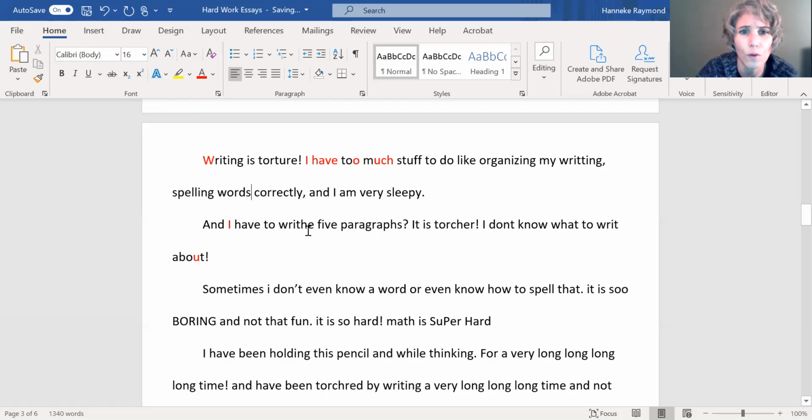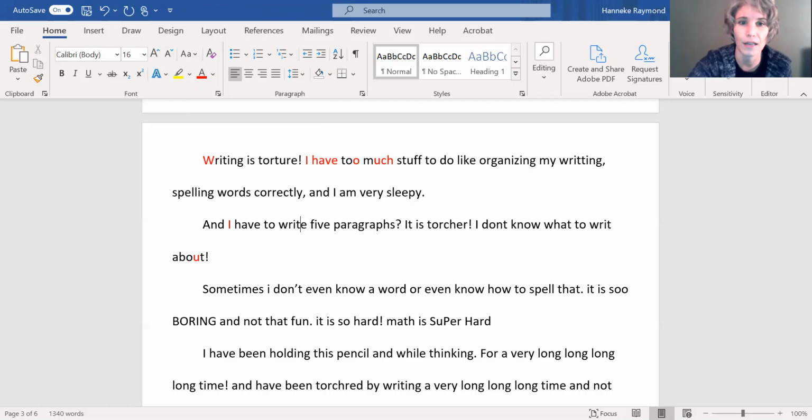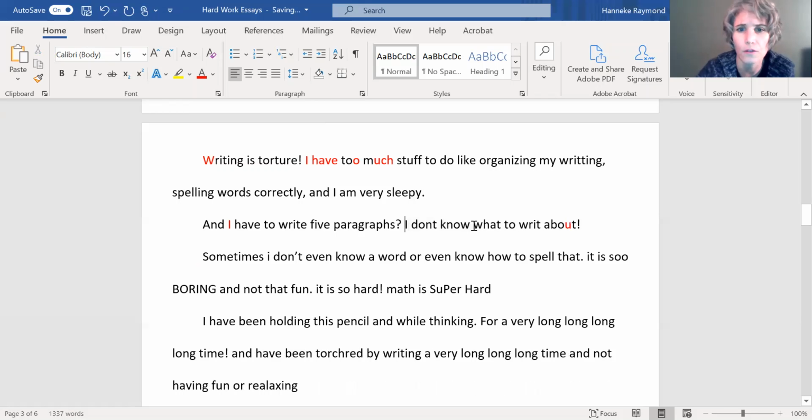Okay. And "I have to writhe 5 paragraphs." Writhe means you're like squirming around. We're not writing paragraphs. I think they accidentally put an H in there. "I have to write 5 paragraphs. It is torture." This is repeated. So we're going to take that out because we don't want to repeat ourselves.